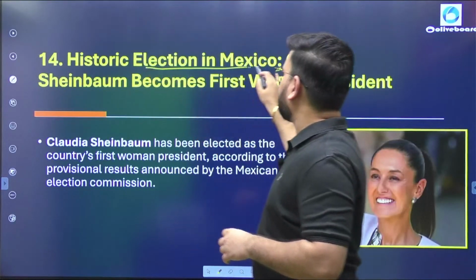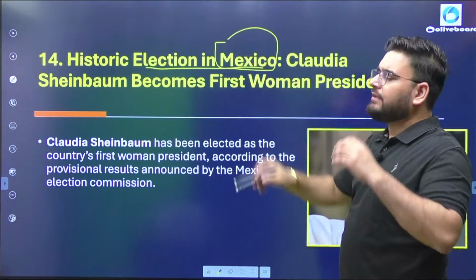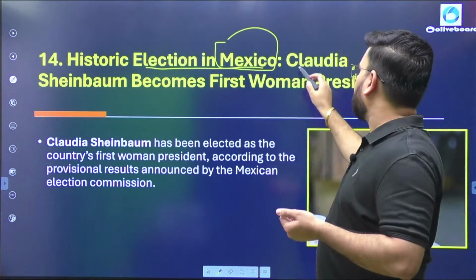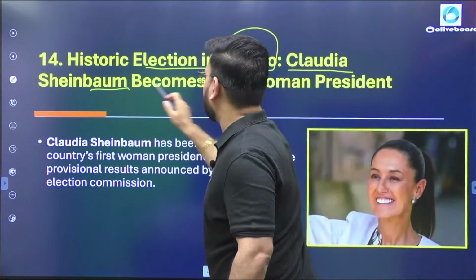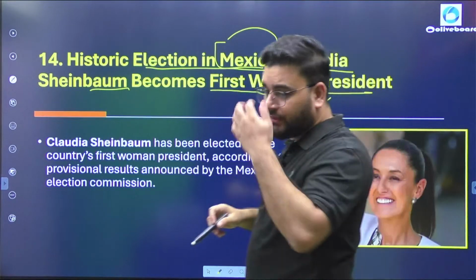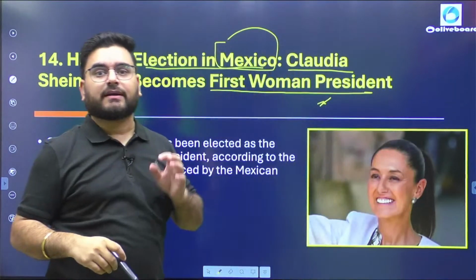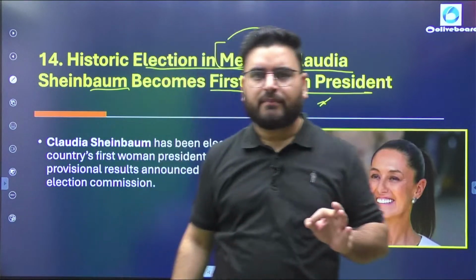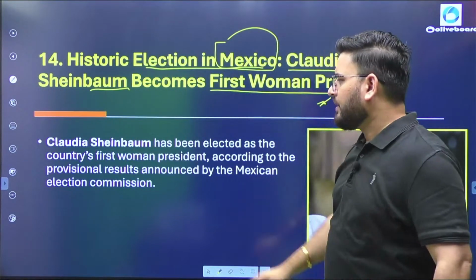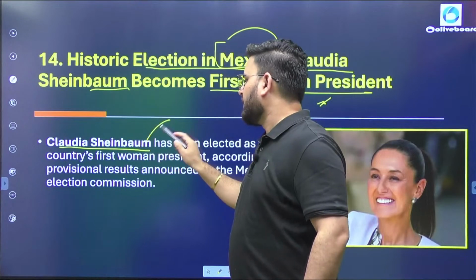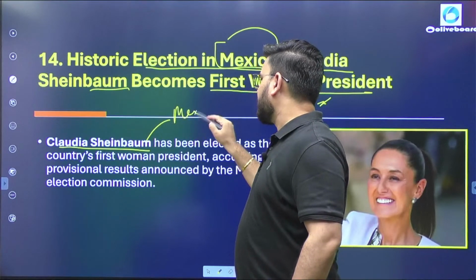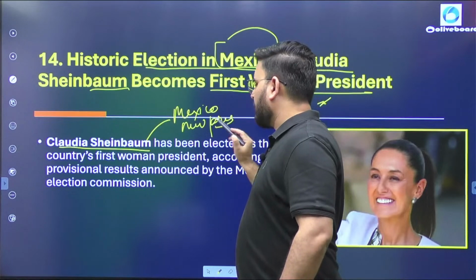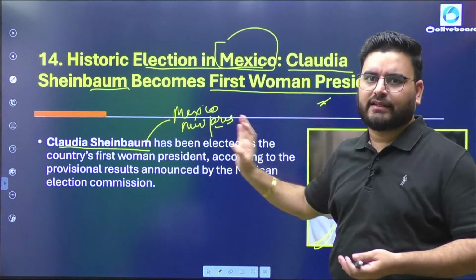Next we have the historic election in Mexico. So again a new appointment in Mexico. Claudia Sheinbaum became the first woman president. This is the first time that a woman has become president in Mexico. Remember the name. So remember this name, Claudia Sheinbaum, Mexico, new president. You just have to make a short note like this.